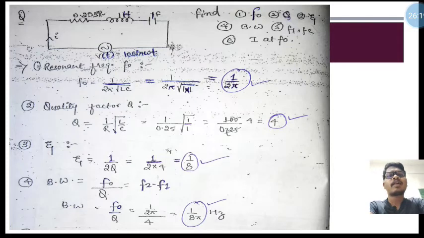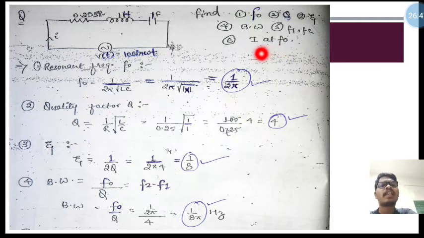So now come to one question that is related to series resonance circuit. See, the voltage source is given, that is 10 sin omega t, and current will be flowing like this. The resistance value 0.25 is given, and the inductance 1 Henry and the capacitance 1 farad are given. It is asking to find the resonance frequency f0, quality factor, damping ratio, bandwidth frequencies f1 and f2, and the current at f0.